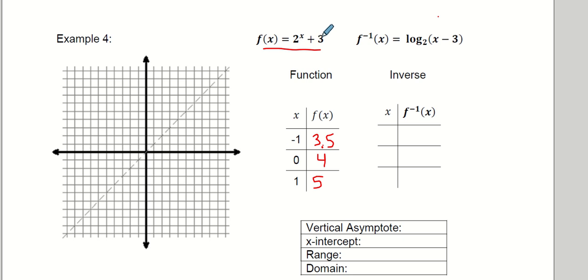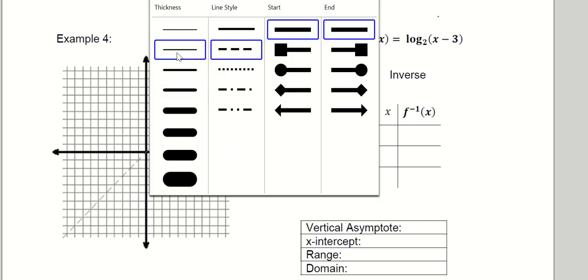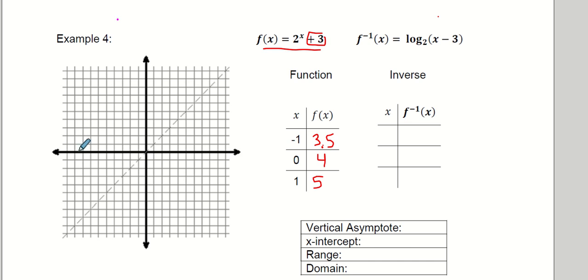If you remember, the first thing I need to do is graph the horizontal asymptote, which is this number here. So I'm going to graph the horizontal asymptote at 3. So we're going to 1, 2, 3, and have a nice little horizontal asymptote there. Okay. And then we're going to graph our points.